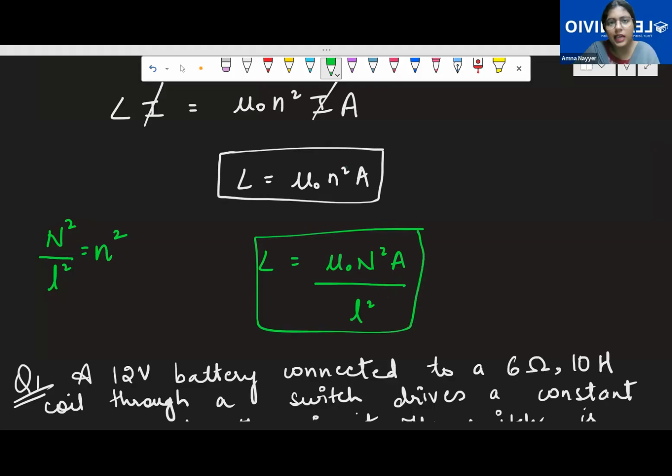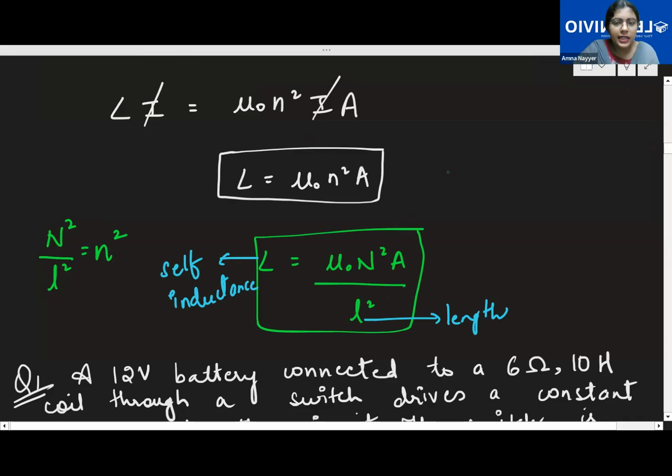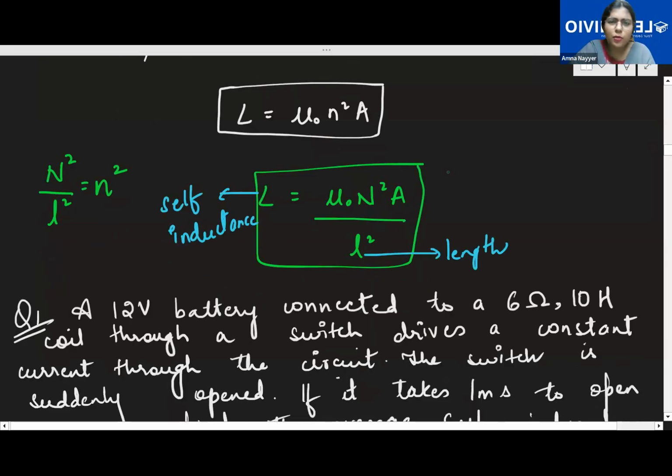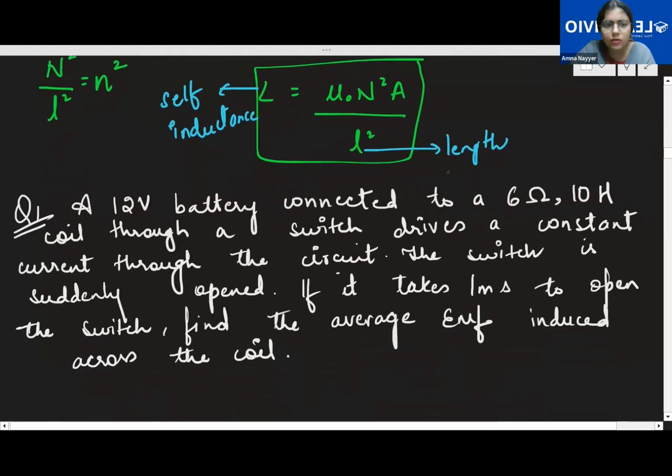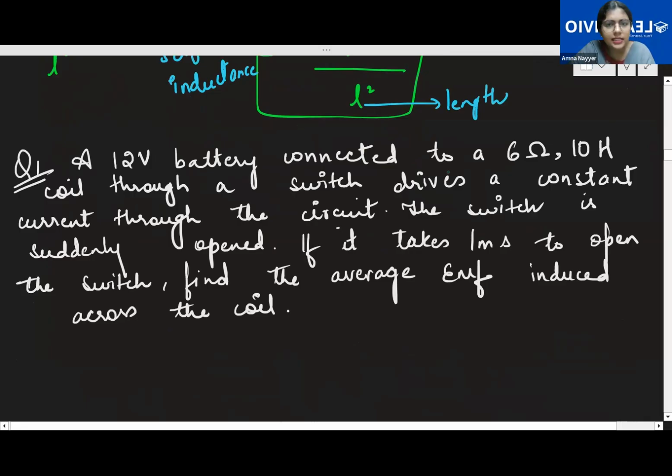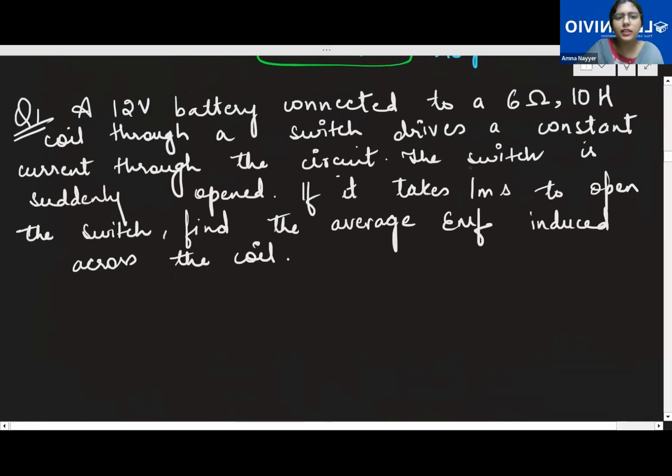Don't get confused: the capital L is the self-inductance, while the small l is the length. So L is equal to mu naught n square A. Direct formula-based questions come from this. You don't get difficult questions. Let's practice a question based on this.